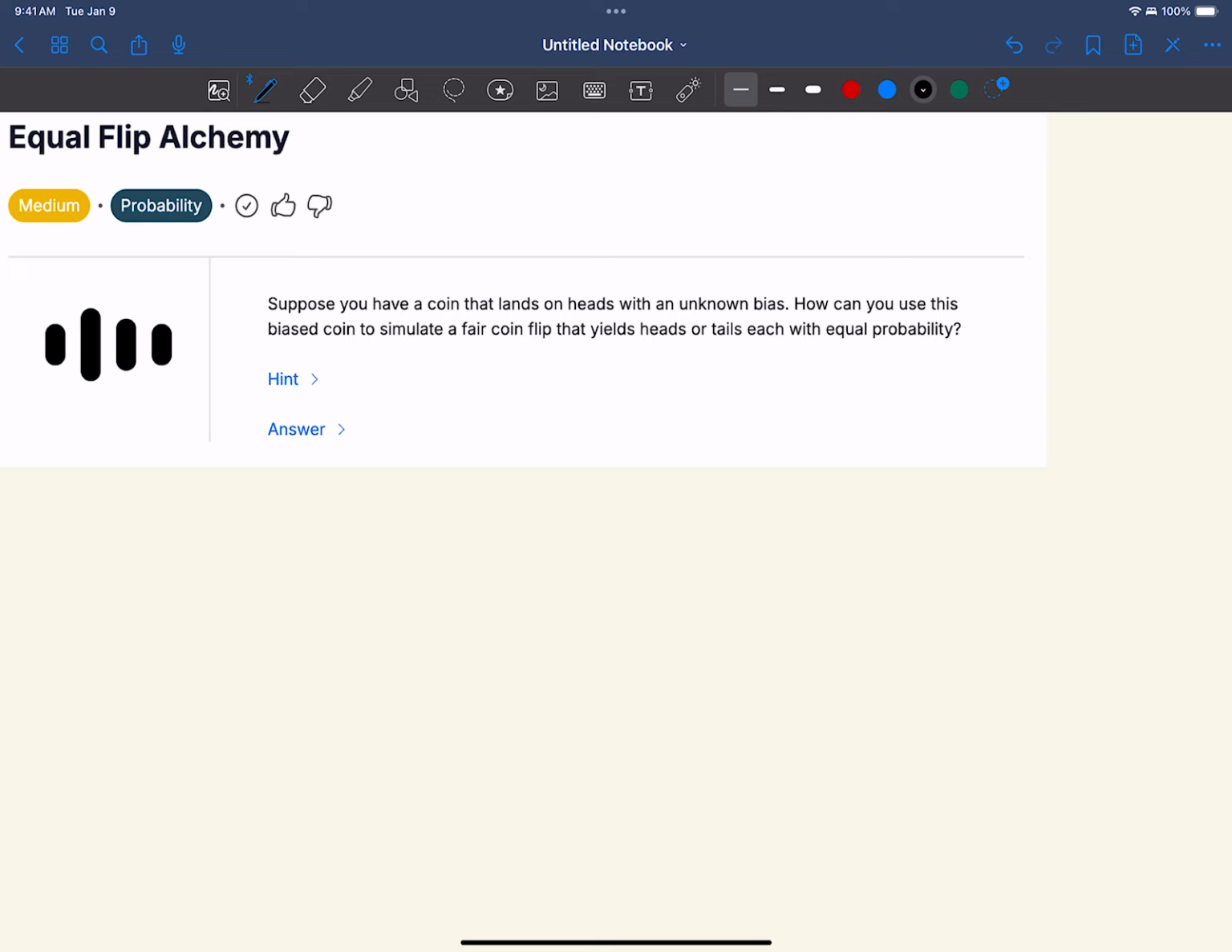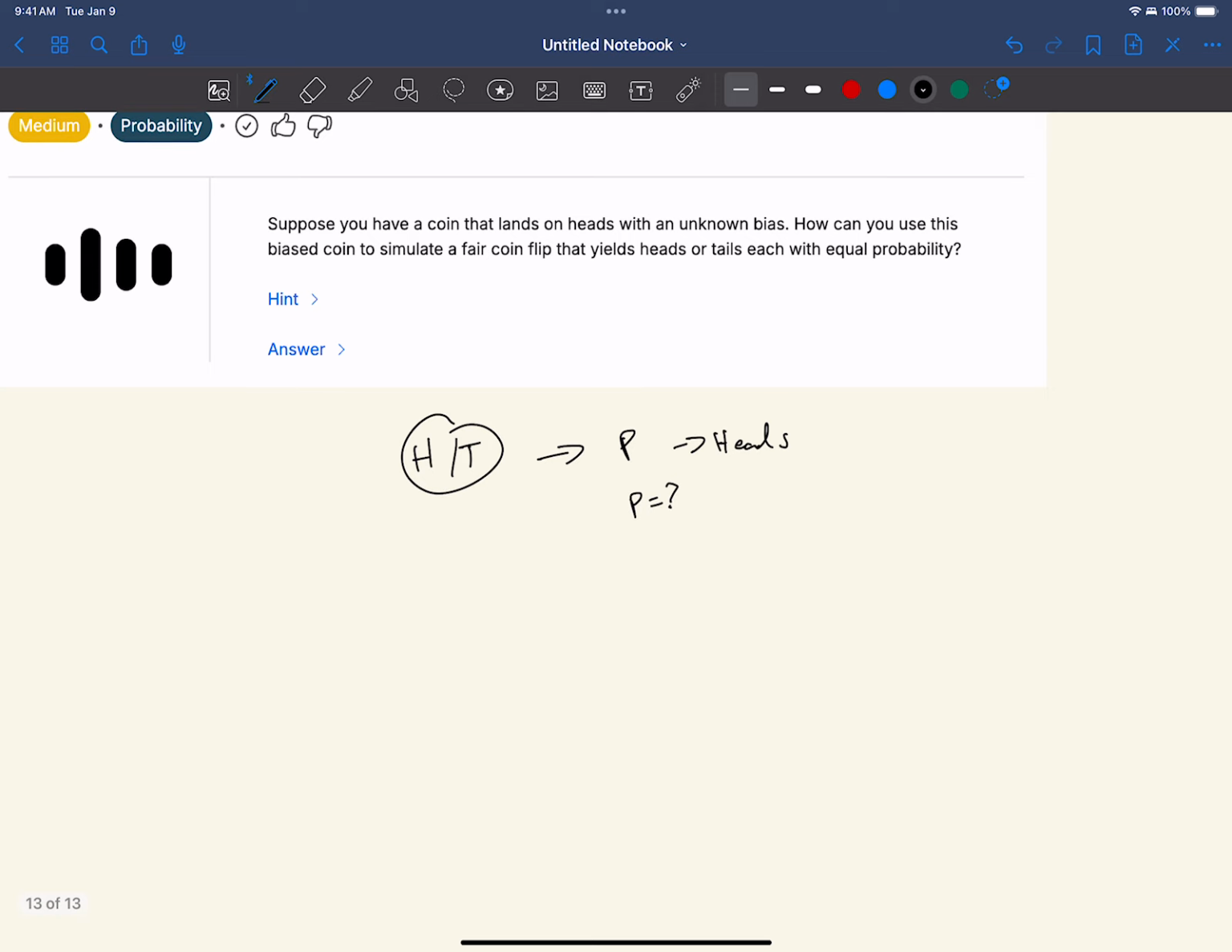Suppose you have a coin that lands on heads with an unknown bias. So you have a coin, and we know there's a certain probability P of heads. And this probability is unknown, so it's not necessarily 50%. It could be anything. And so we want to use this coin, which could be 20% probability of heads, could be 80% probability of heads, to simulate a fair coin that gives us heads or tails with equal probability.